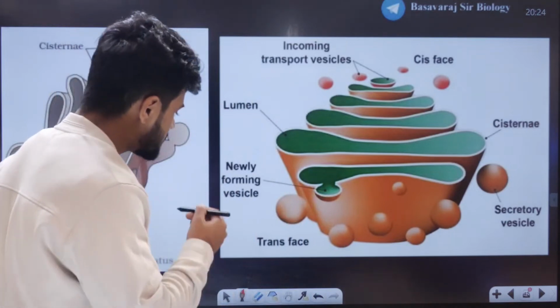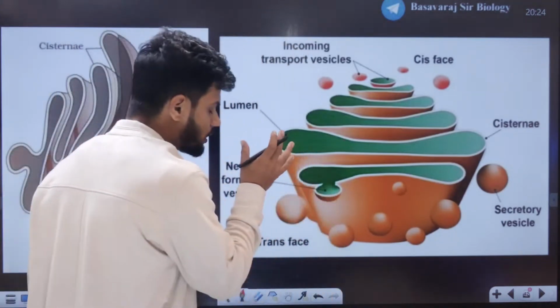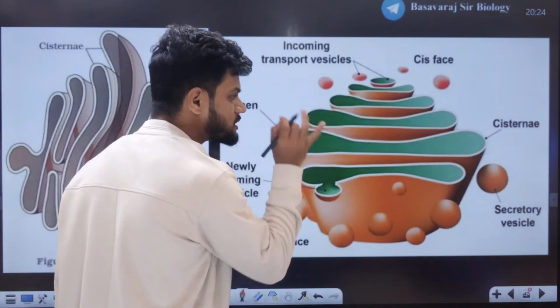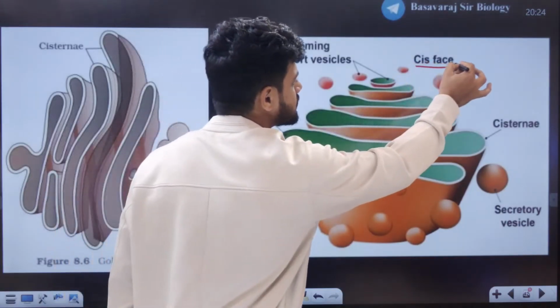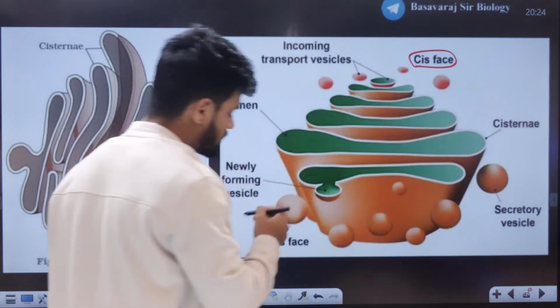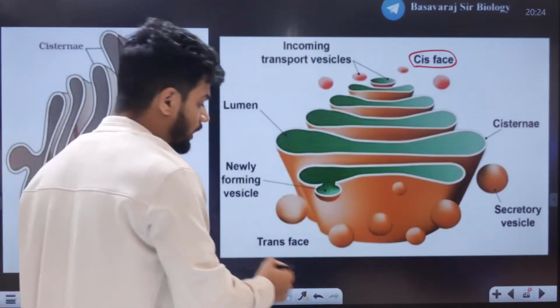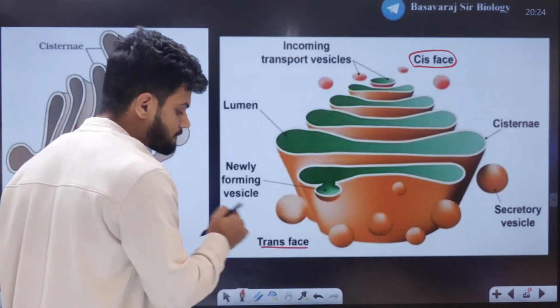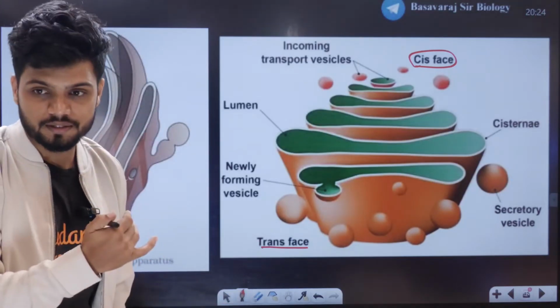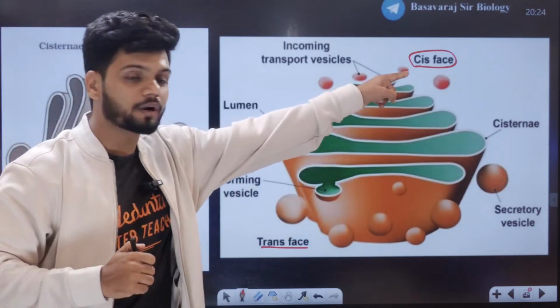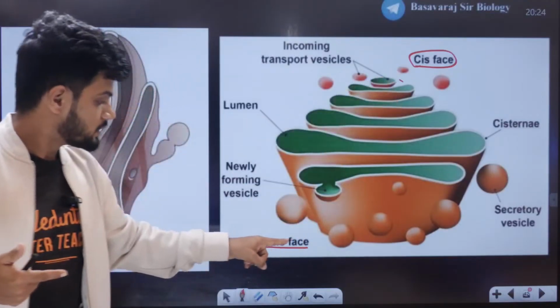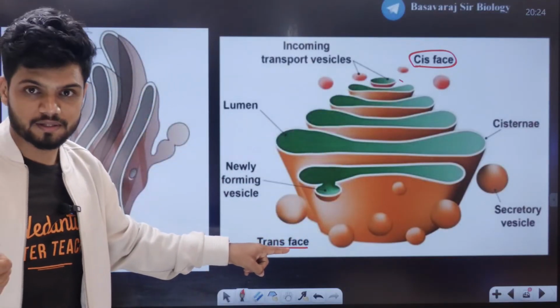Now see here, students. This particular Golgi body has two faces. The first is called the cis phase, also called the forming phase. The other phase is called the trans phase, also called the maturing phase.